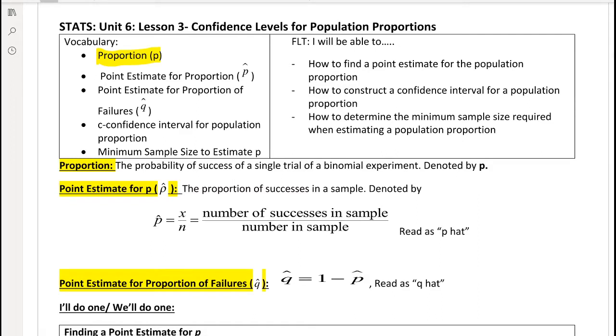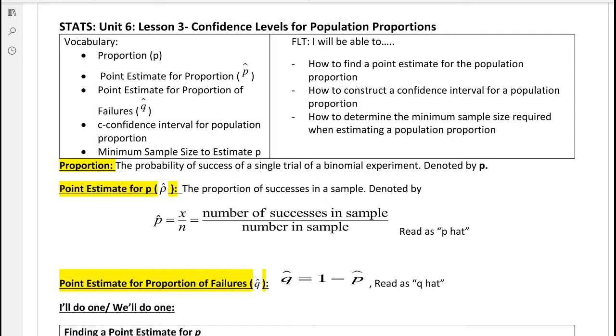We're going to be going over lesson 6.3, confidence levels for population proportions. Lessons 6.1 and 6.2 were confidence levels for the mean, and now we're going into proportions, which is just another word for percentages. We denoted proportion with the letter P.